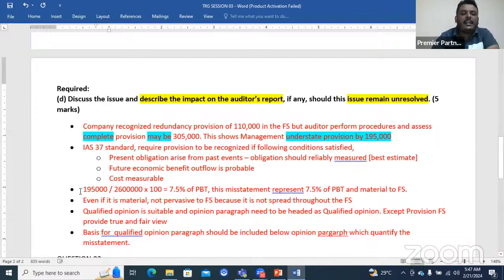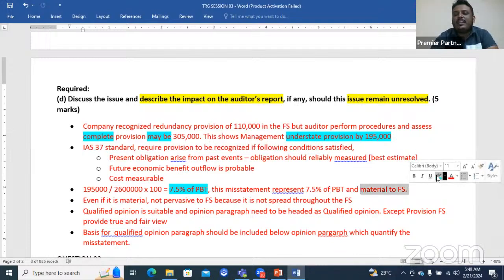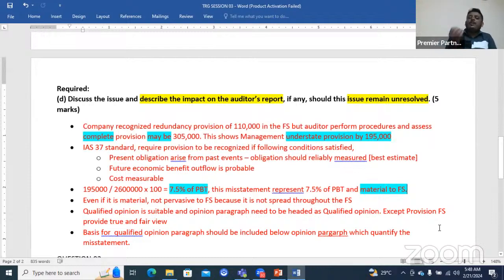And here, 195,000 is the misstatement, and 2.6 million is the profit, PBT, given in the question. So 195,000 divided by 2.6 million times 100 represents 7.5% of PBT. And we all know as per ISA 320, more than 5% is material. So this misstatement represents 7.5% of PBT. Therefore, it is material to the financial statement. Why do I use the words financial statement? Because the basis that I'm using here is PBT, which is applicable to both the income statement and the balance sheet. So it is material to the financial statement.